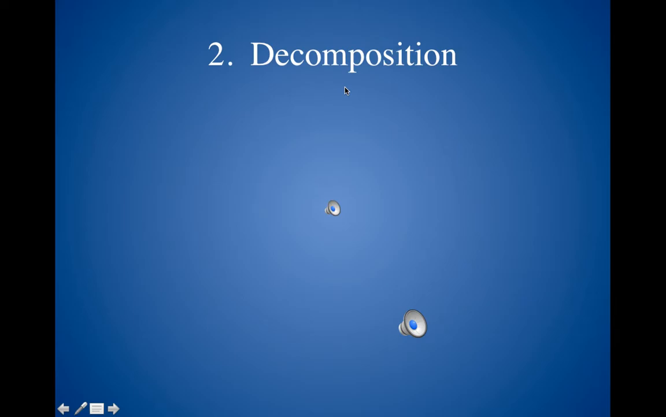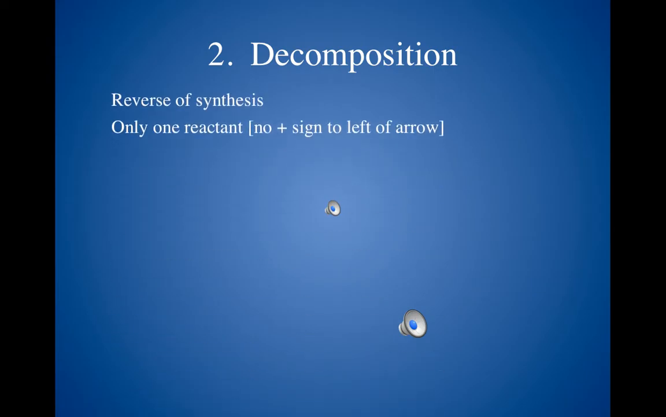Next one, decomposition. It's the reverse of synthesis. Instead of things coming together, things are breaking down. Instead of one product, there's only one reactant. So that means there's no plus sign left of the arrow. And if the other is exothermic, decomposition is usually endothermic. It usually takes energy to jiggle the atoms apart.